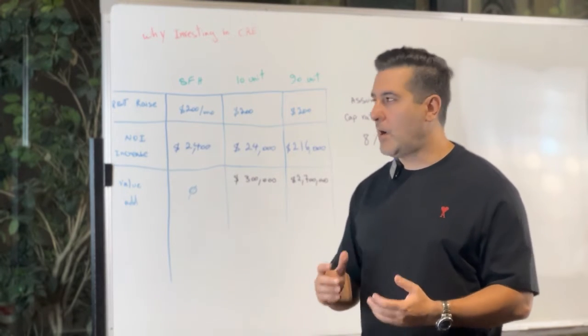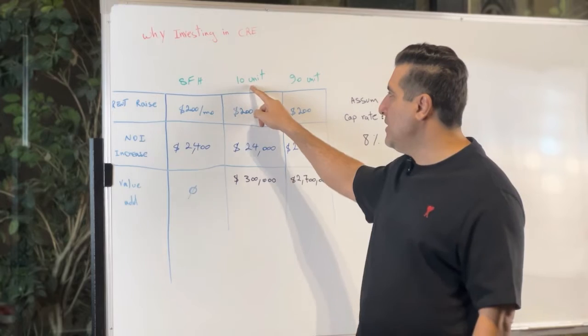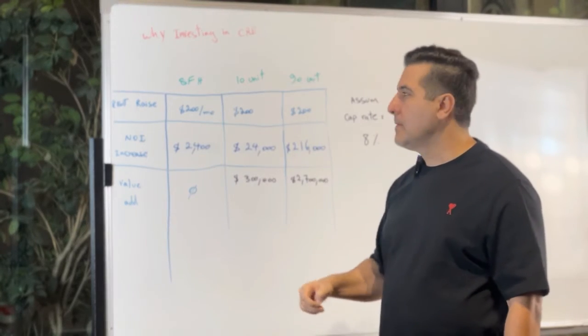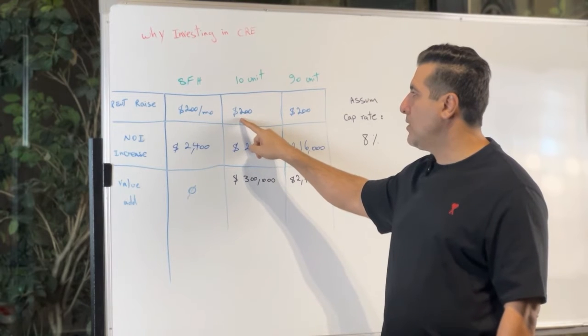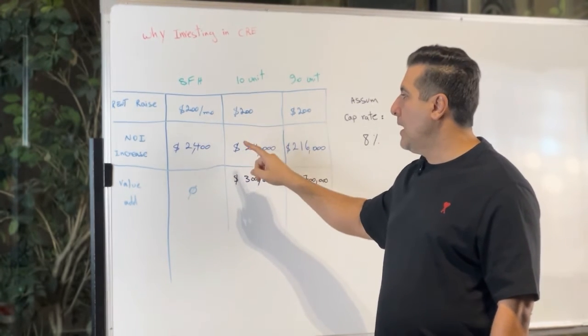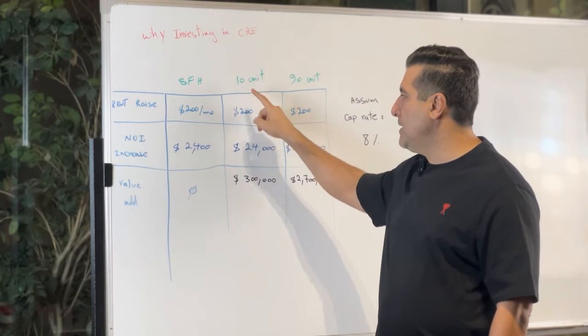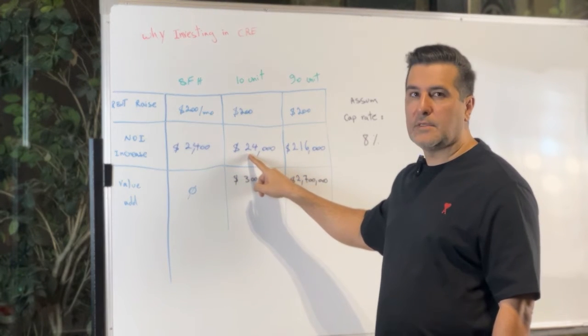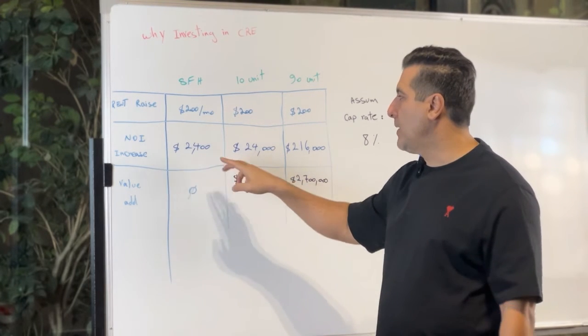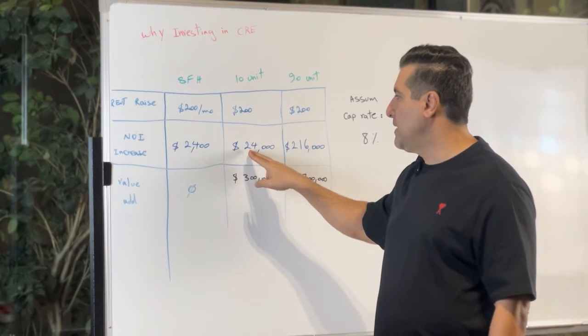In a single family home, whatever rent you increase doesn't have any effect on the value of the property. But if you have that 10-unit property that we talked about as an example, and you add $200 a month for each unit, with 10 units, it's going to be a $24,000 increase in NOI, which is yearly.